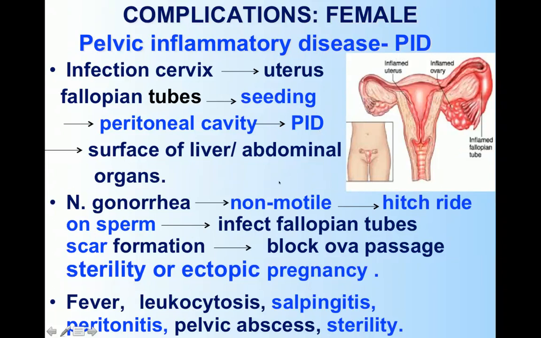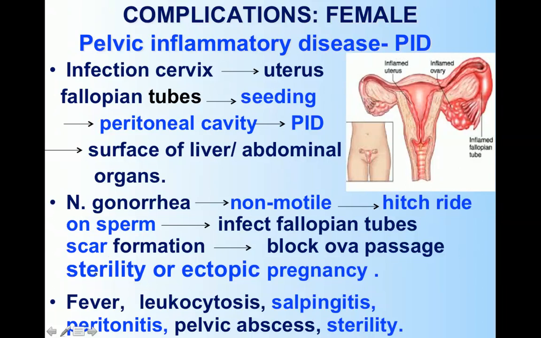These organisms are non-motile, so they are going to get attached to the sperm and then they are carried to the fallopian tube. They are going to bring about inflammation of the fallopian tubes, and this results in either complete or partial obstruction of these tubes, leading to sterility or ectopic pregnancy. Whenever the fallopian tubes are infected, this is going to produce scars, and the scars are responsible for constriction of the tubes, leading to blockade of these tubes, and hence there is going to be sterility.